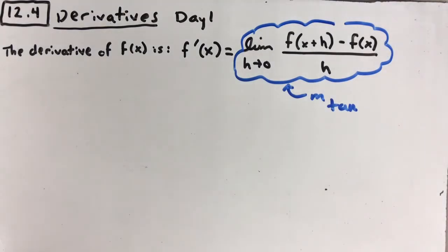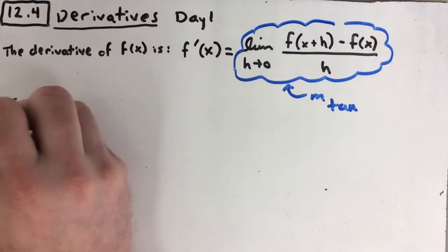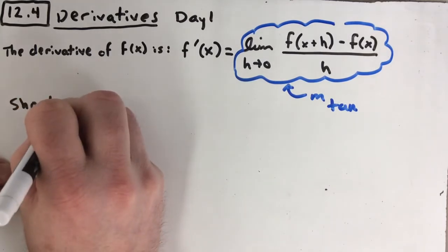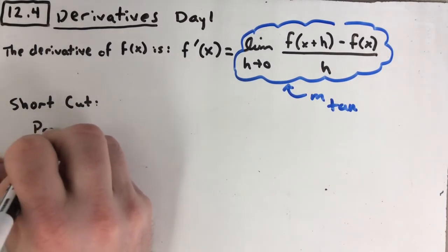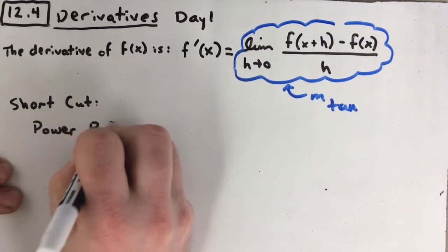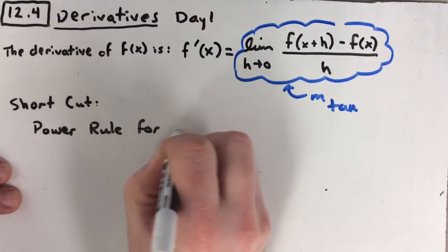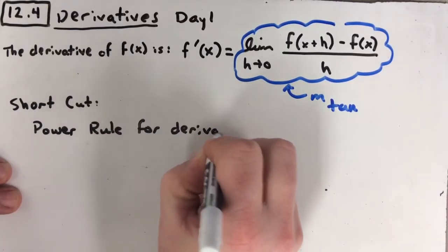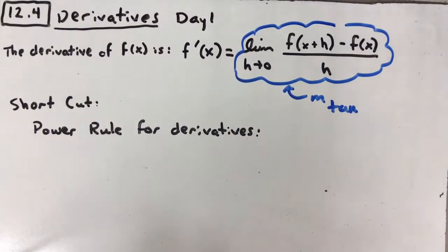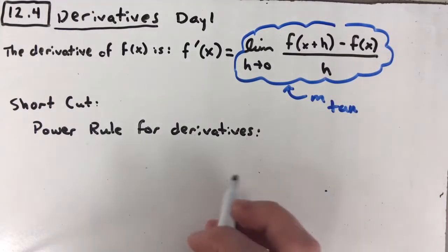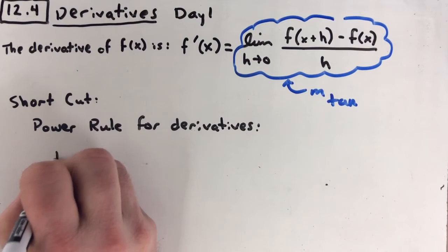12.4 day 1, the shortcut that we're going to be looking at is something called the power rule. What that means is if you have something with an exponent in it and you want to do the derivative, instead of doing this big long formula, you can do something else. The power rule for derivatives looks like this.